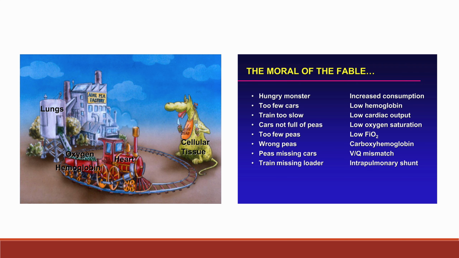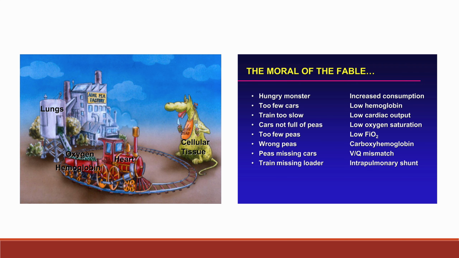Too few cars. Well, the cars that are carrying the peas are oxygen, right? But the thing that's carrying those peas is the hemoglobin molecule. So if the hemoglobin's low, then there's too few cars. If the cardiac output is low, then the train's too slow. If the oxygen saturation is low, then the cars are not full of peas. If there are too few peas, then the FiO2 is low.